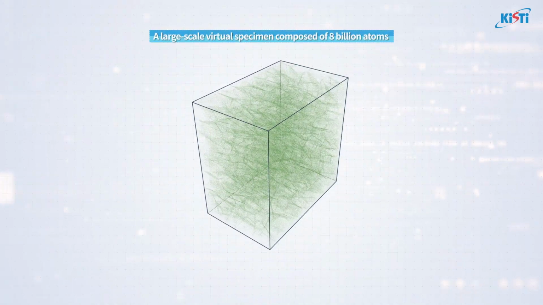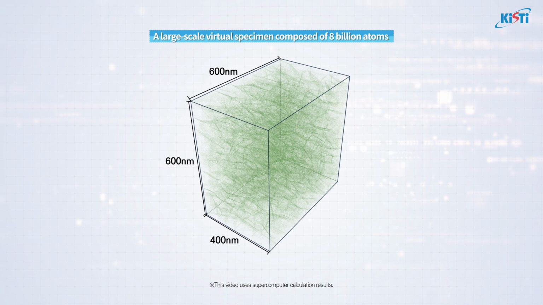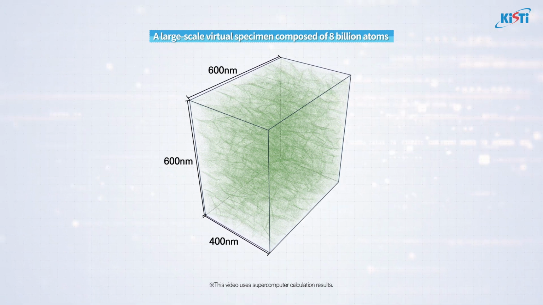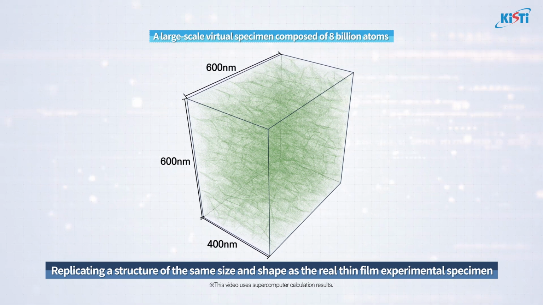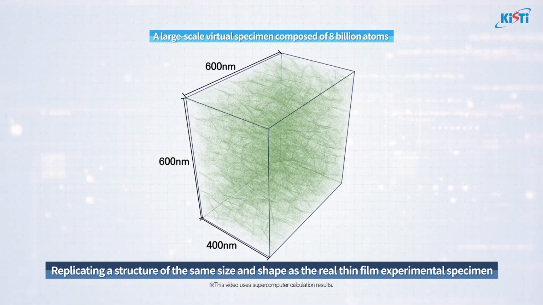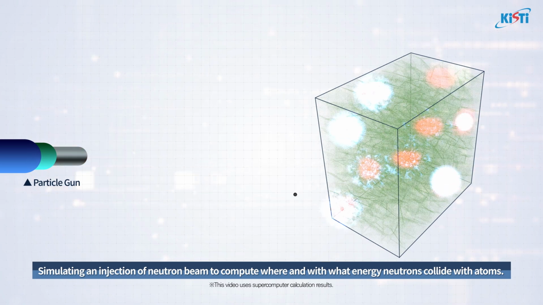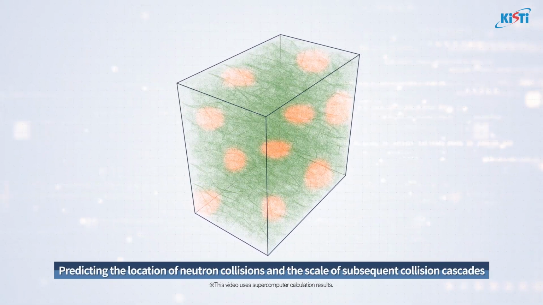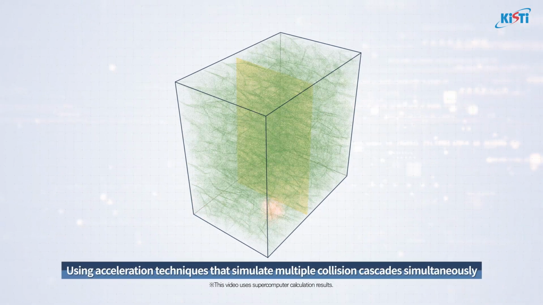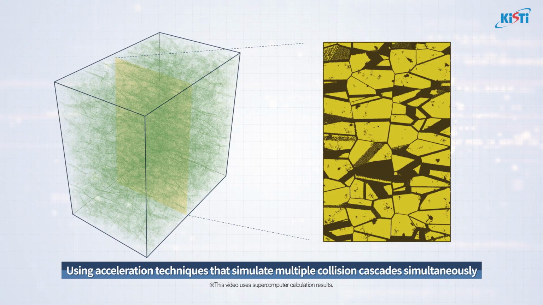First, a large-scale computational specimen with a polycrystalline structure measuring around 600 nanometers by 600 nanometers by 400 nanometers in length and comprising roughly 8 billion atoms was used to replicate a structure identical in size and shape to the real thin film experimental specimen. Next, the team calculated probabilities of where neutrons collide within the specimen and with what energy during neutron irradiation.